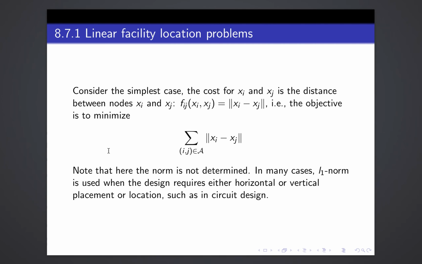We should notice here the norm is not determined, so we can use any form of norm. For example, we can use L1 or L2, even L infinity or Lp norm. In many cases, the L1 norm is used because sometimes the design process requires either horizontal or vertical placement or location, such as in circuit design. This kind of design is also called the Manhattan style because it's either horizontal or vertical.